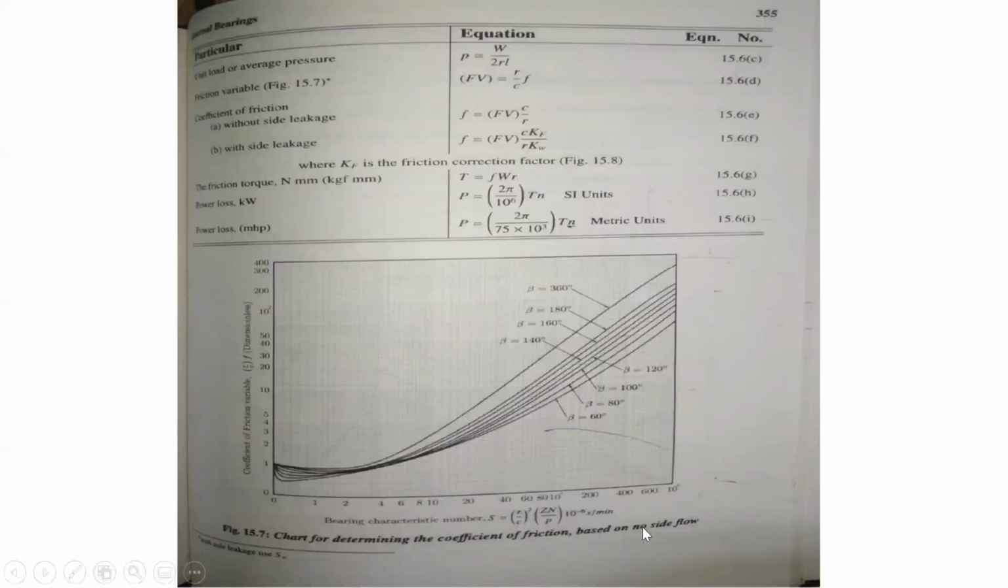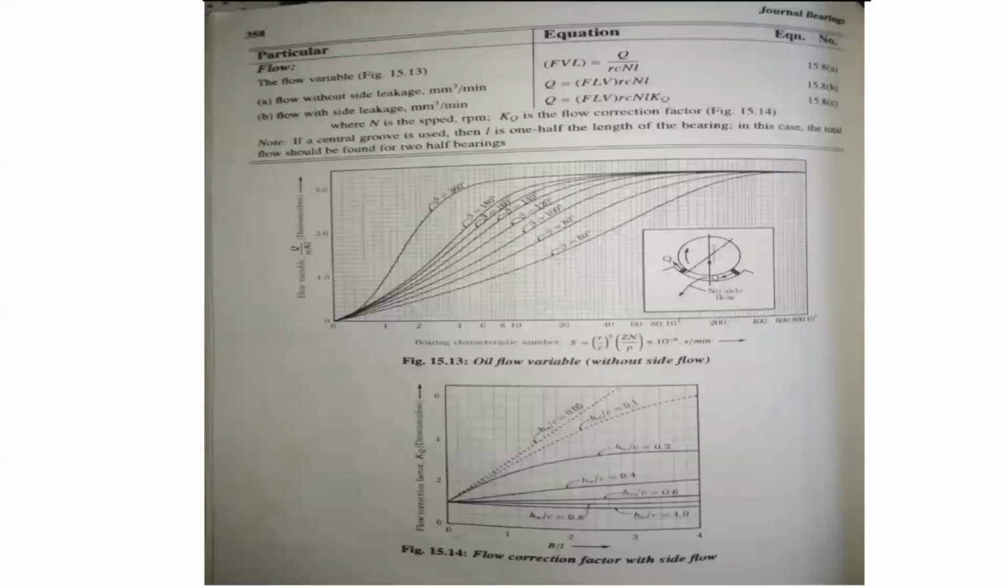Here in your data book, the small n is converted to capital N. That's why they write the unit as second per minute. So on the x-axis, the Sommerfeld number is plotted in second per minute, and you need not multiply or divide by anything. Here another curve is the flow variable curve. You can see the Sommerfeld number in second per minute versus Q by R C N L, so you can get this curve from here.